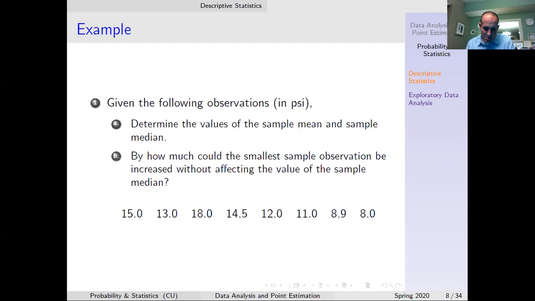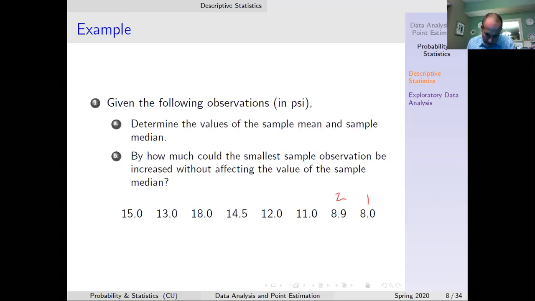But now, what about the sample median? Well, I have to order these things. So let me just order. Okay, so first of all, 8 is number 1. What's number 2? Well, 8.9. What's number 3? Well, 11. What's number 4? Well, 12. What's number 5? Well, 13. Okay, and this is number 6, 7, and 8 by rank.